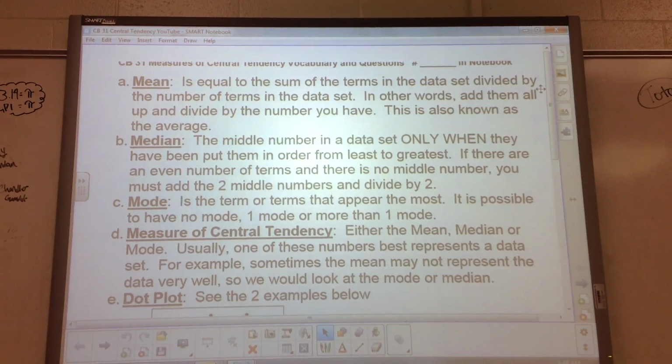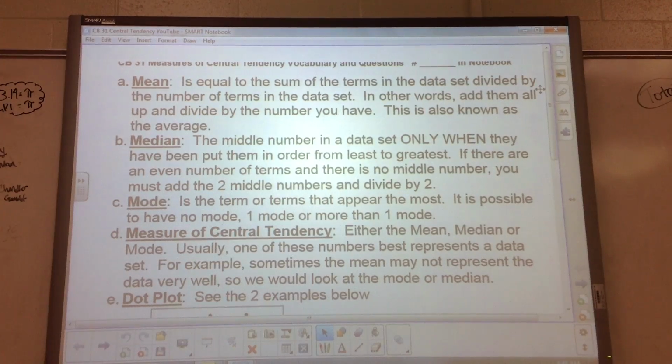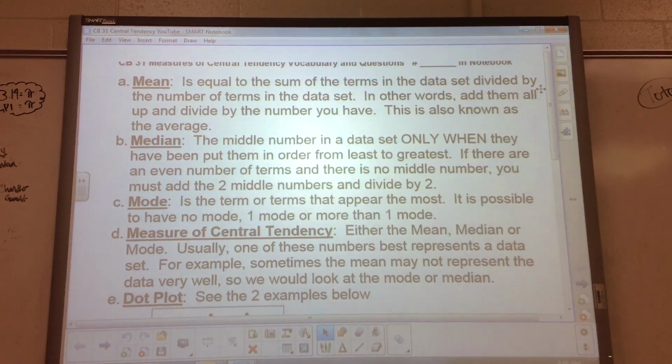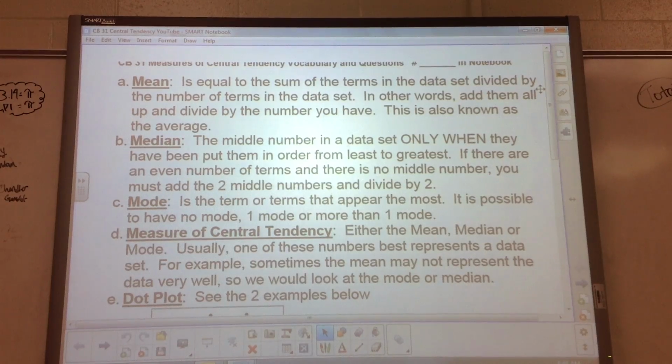This week we're going to be talking about mean, median, and mode, and these are also called measures of central tendency. A lot of the times we have a good bit of data and we try to find a number to represent that data. Sometimes it'll be the mean, sometimes it'll be the median, and sometimes it'll be the mode. So let's talk about each one of these in turn and then we'll do some examples.